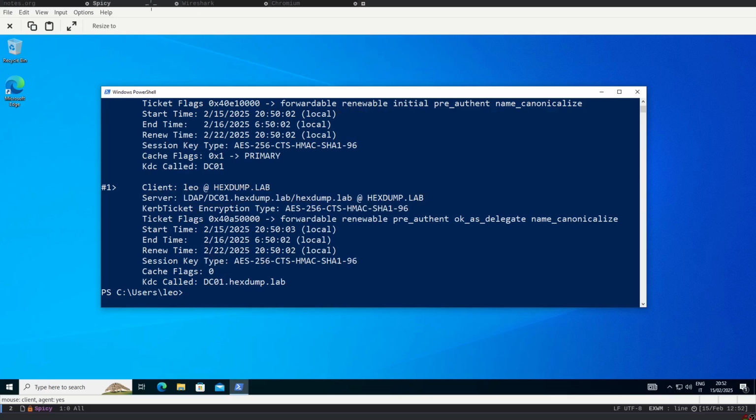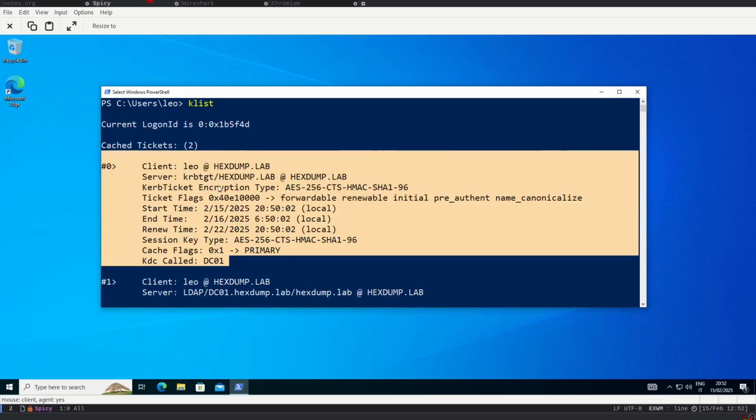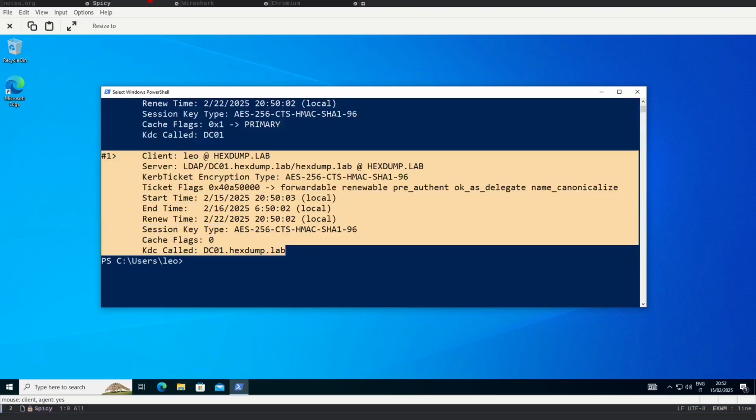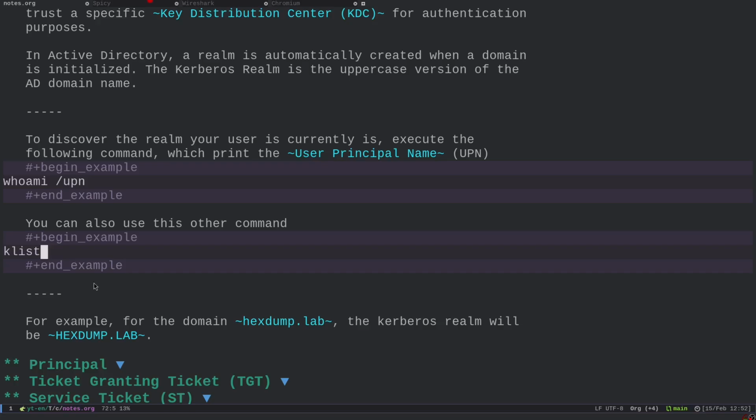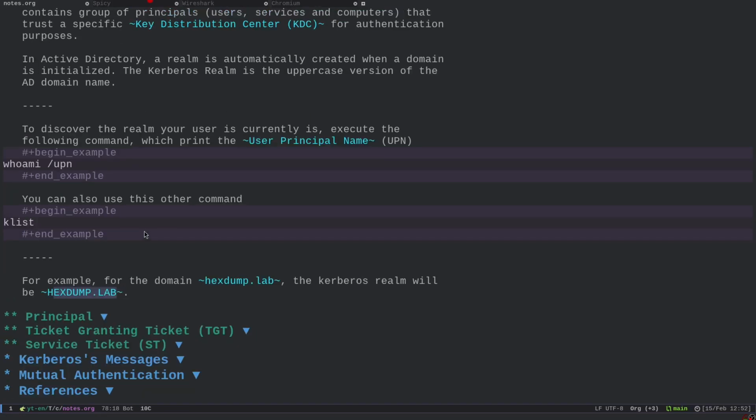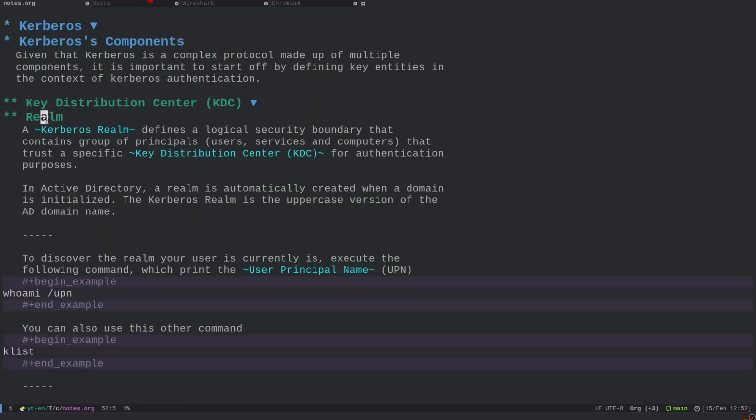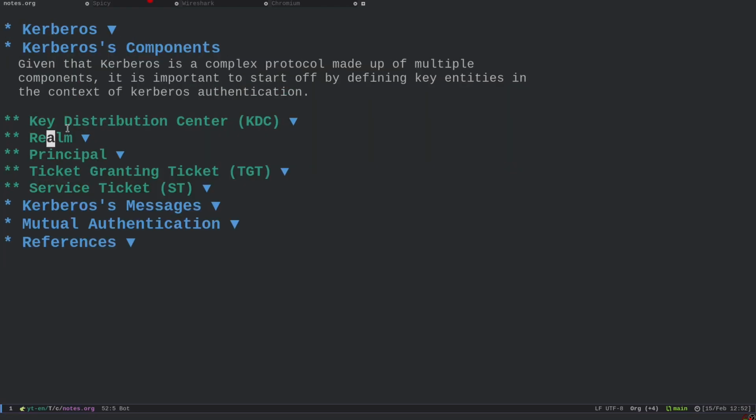So that's the idea. Here we have, of course, how the ticket is encrypted and a lot of information, which we will analyze later on, but that's basically the idea. We have 2 tickets because we have a TGT and a service ticket too. For the domain exam.lab, the Kerberos realm will be EXAM.LAB in uppercase. So Kerberos realms are related to the name of the Active Directory domain.